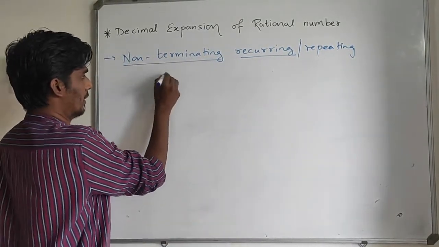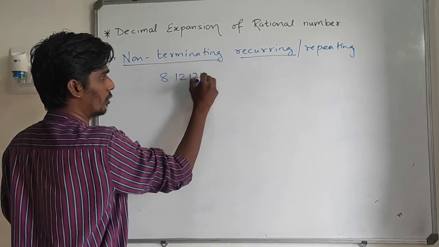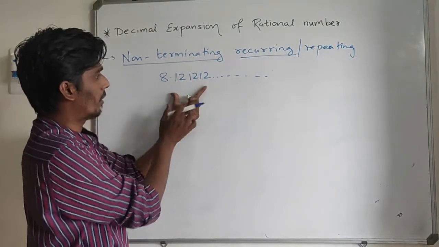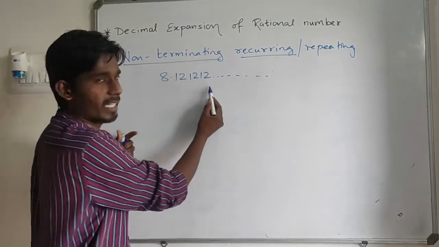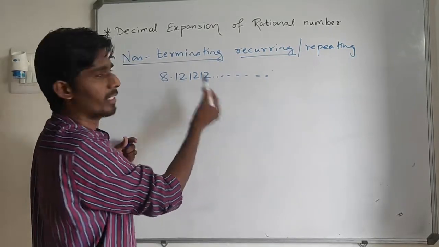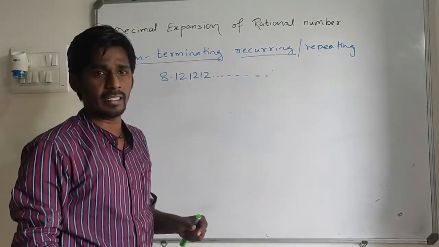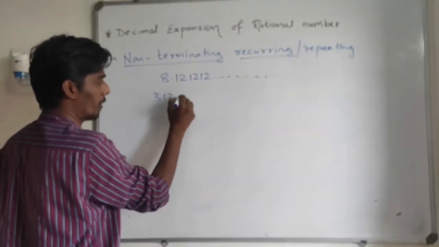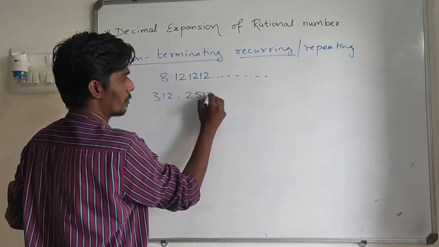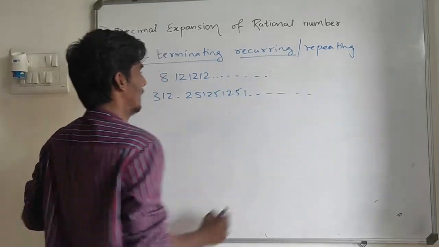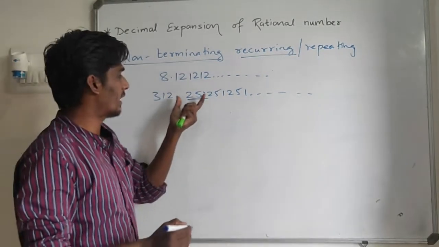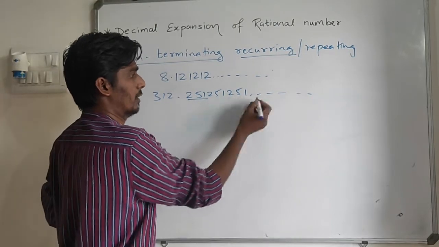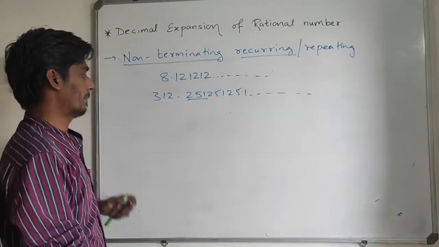If I write any number, 8.1212121212, here it is not possible to find the number of decimals, and these numbers are repeating again and again. So such type of decimals are non-terminating recurring decimals. Or one more you can write: 312.251 dot dot dot. Here all these three numbers are repeating again and again, 251, 251, 251. So this is non-terminating recurring.